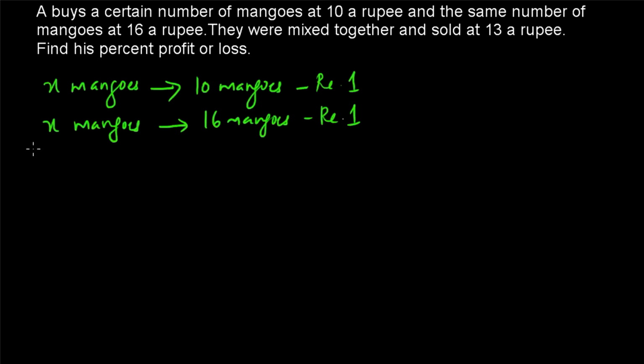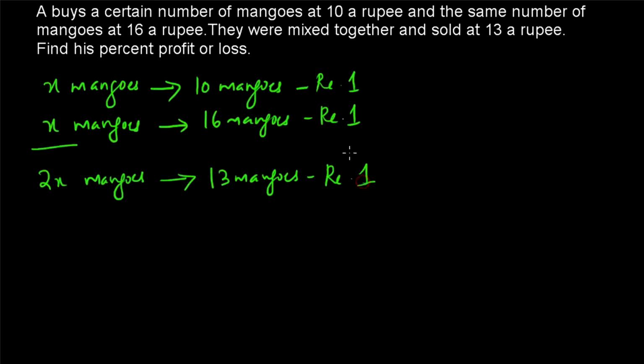So he is mixing them together. So how many mangoes will he have? Totally he will have 2x mangoes. And 2x mangoes he is selling at the rate of 13 mangoes for 1 rupee. Then whether he is having a gain or loss, and what is the corresponding gain or loss percentage? So how to proceed? We have to find out the total cost price and the total selling price.